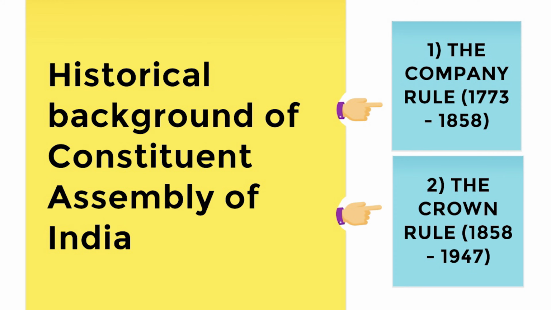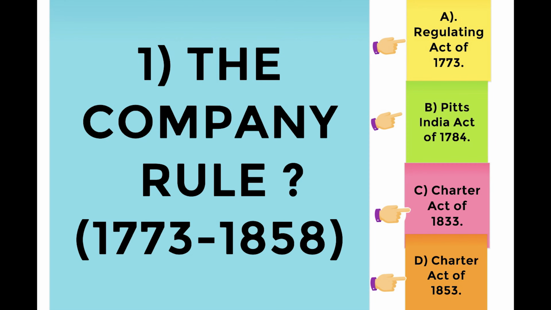So my focus will be on these two very important events, and therefore we'll take the first event, the Company Rule. Now coming back to the Company Rule, which started from 1773 to 1858, this rule is again divided into four most important acts, and I will talk about these acts in more detail. So first we have the Regulating Act of 1773, then we have Pitt's India Act of 1784, third we have the Charter Act of 1833, and last we have the Charter Act of 1853.